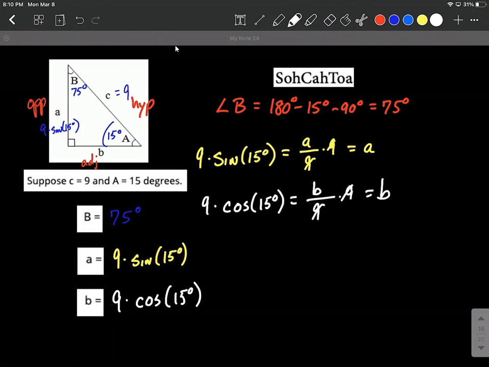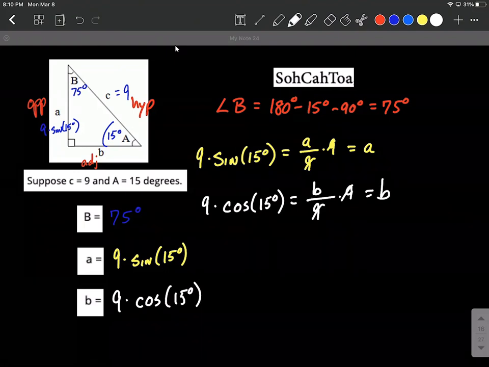Again, get the calculator out if you need an approximation. But I hope this helps you understand right triangles a little bit better, and using SOHCAHTOA and trigonometric ratios. Good luck to you with it.